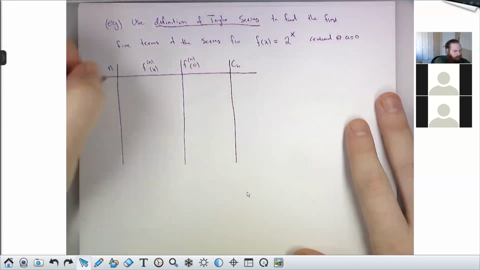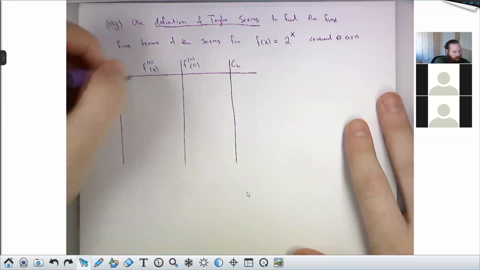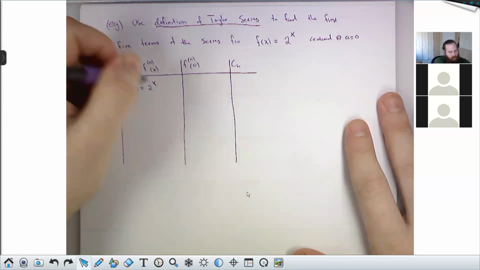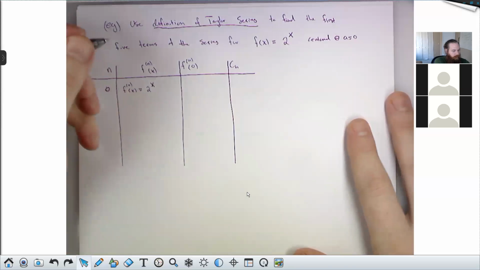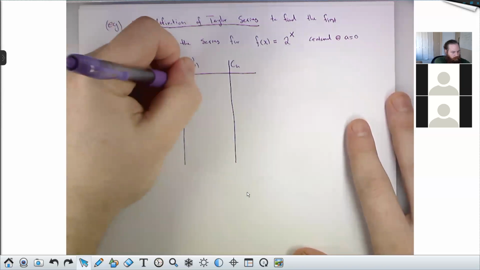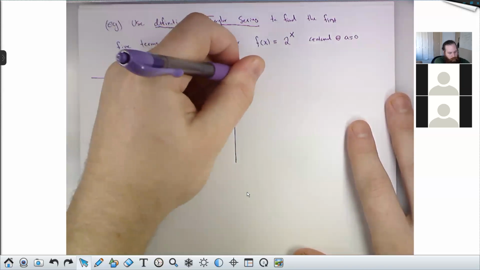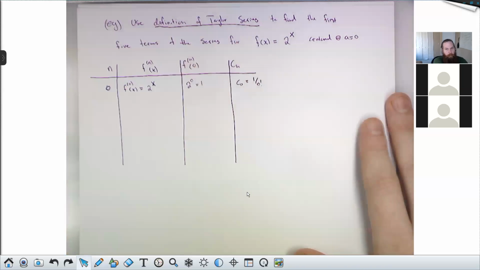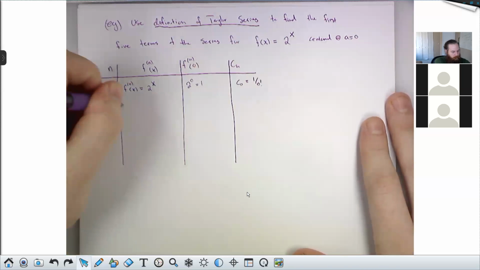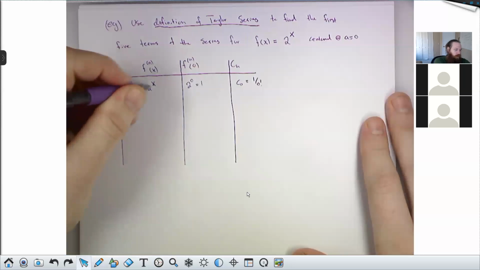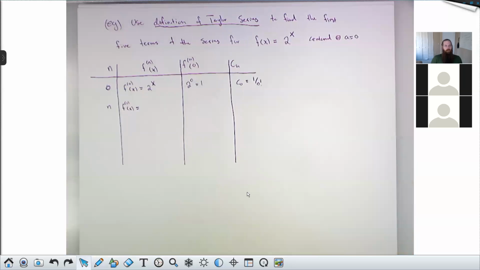All right, let's see what we can find. When n is 0, if I don't differentiate at all, f0 of x, the 0th derivative, the function itself is 2 to the x. And if you plug in the center, 2 to the 0 is just 1. So C0 is 1 over 0 factorial. If n is 1, if I differentiate once, f1 of x, the first derivative, what is the derivative of 2 to the x?